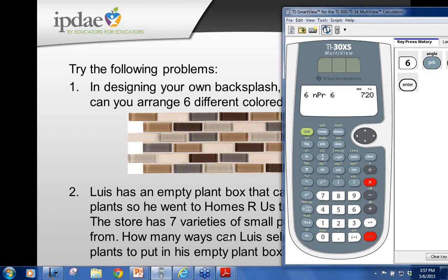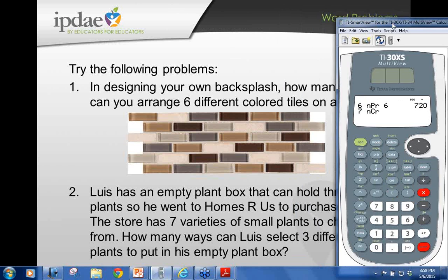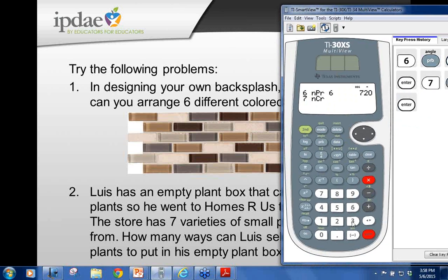So in here, you have 7 varieties of small plants, so you're going to press 7. And this time, you're going to go again to your probability menu, and then scroll to the second one, where you have number 2 right now, which is your combination. And then you press how many he's selecting out of the 7. He's selecting 3 different ones, so I'm going to put 3 right here. And you press enter. And there's only 35 ways. Okay, there's only 35 ways that he can select.